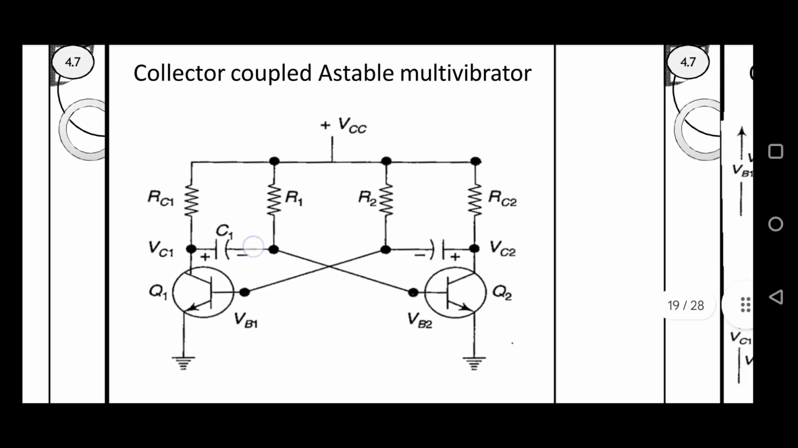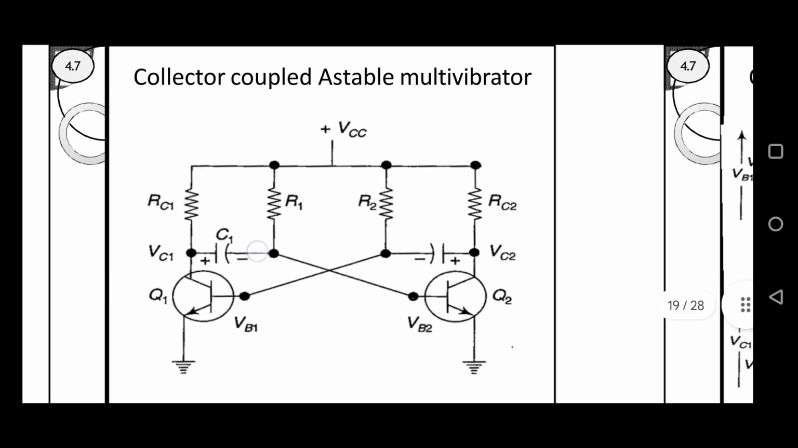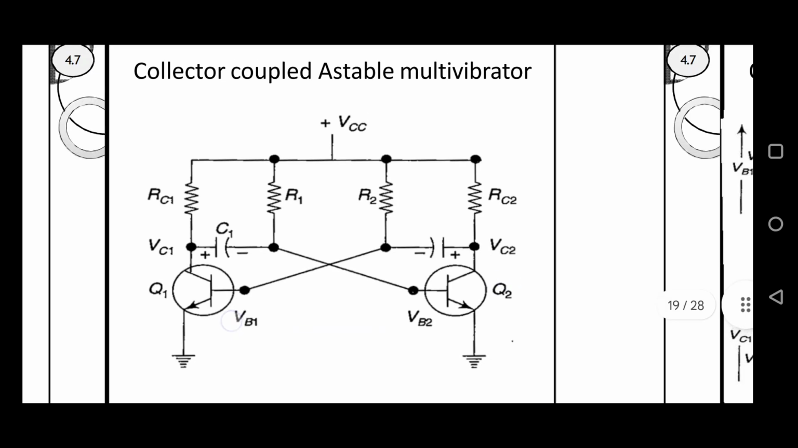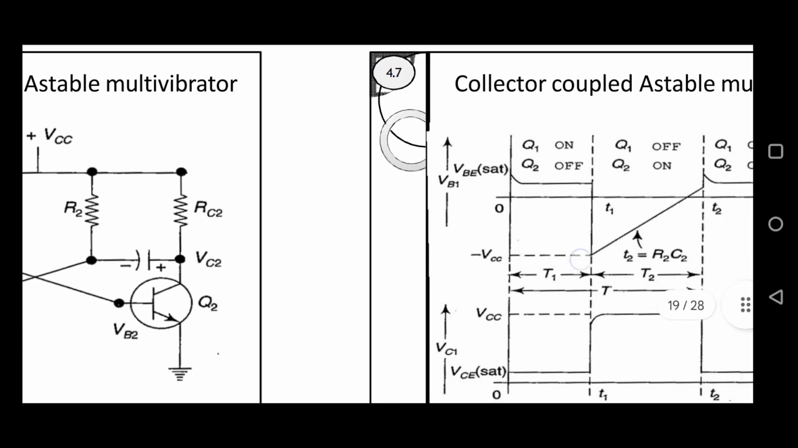At the same time C1 starts to discharge. When it discharges, VB2 becomes less and less negative. Finally VB2 reaches the cut-in voltage. Once it reaches the cut-in voltage, the transition changes again. What is the next transition? Q2 is on and Q1 is off, and this process keeps going on. So this is the operating principle of the collector coupled astable multivibrator.